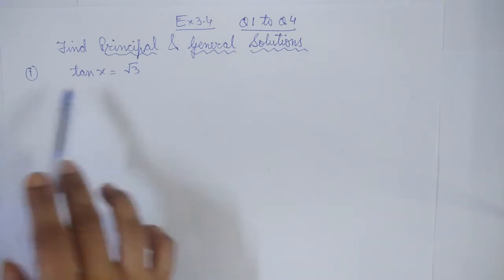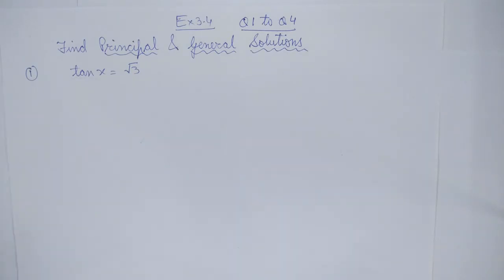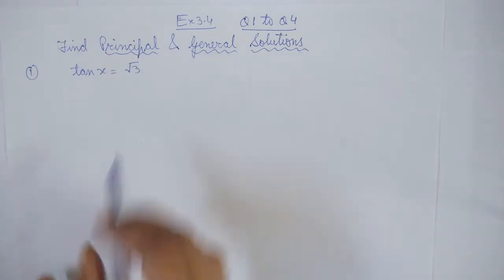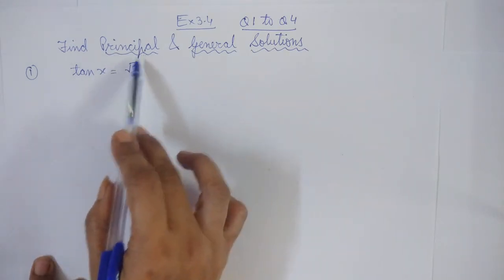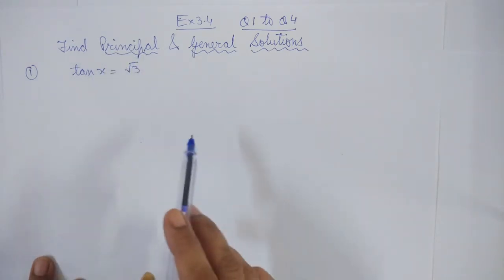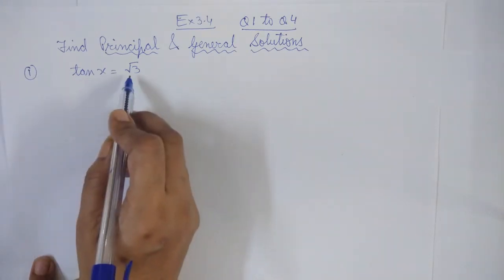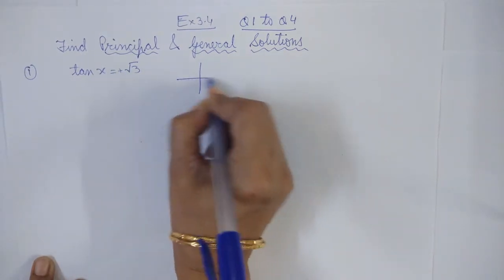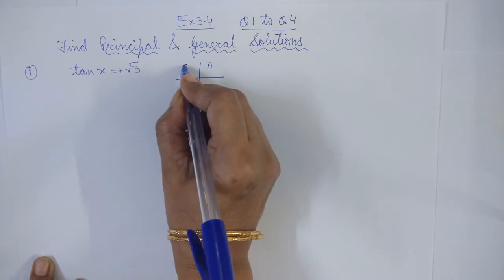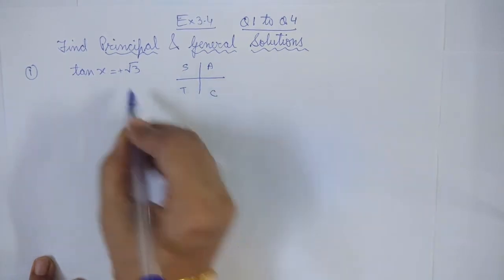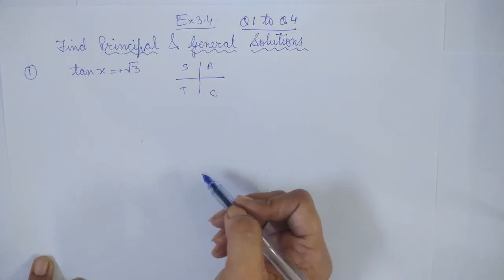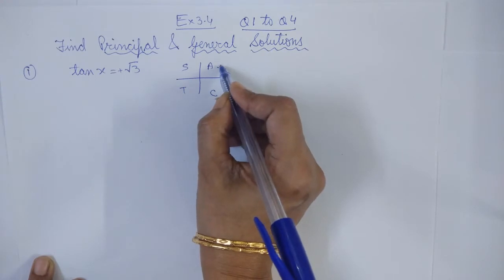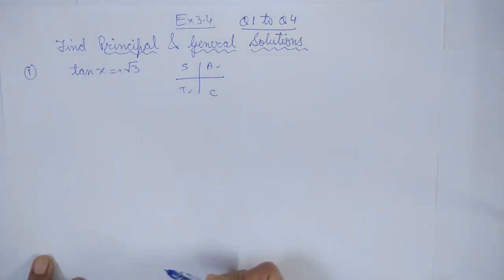Now in question 1, it is given tan x equals root 3. And we have to find out principal solution as well as general solution. As I have told, principal solution lies between 0 to 2 pi. So this is tan x equals root 3, which is positive. Let's see in which quadrant this positive value of tan x lies. Tan is positive, so it lies in the first quadrant and the third quadrant.